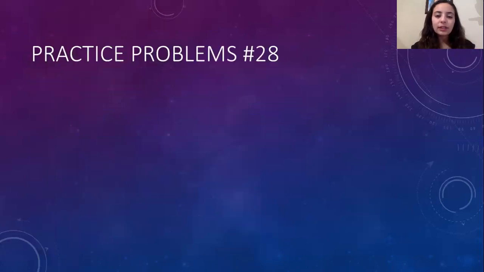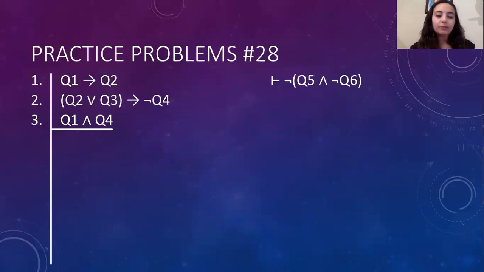Okay, let's try number 28. Okay, so we've got our three premises, and we're trying to prove again the negation of Q5 and not Q6. So let's go through our rules. Can we do disjunction elimination? Well, we do have a disjunction in this question, but it's again still tied with a conditional. Can't do anything with it yet.